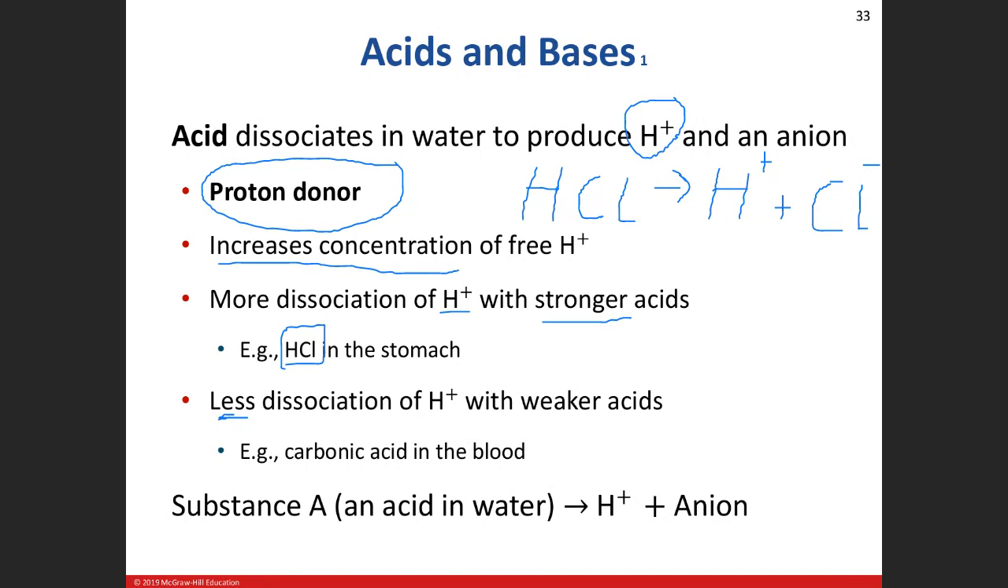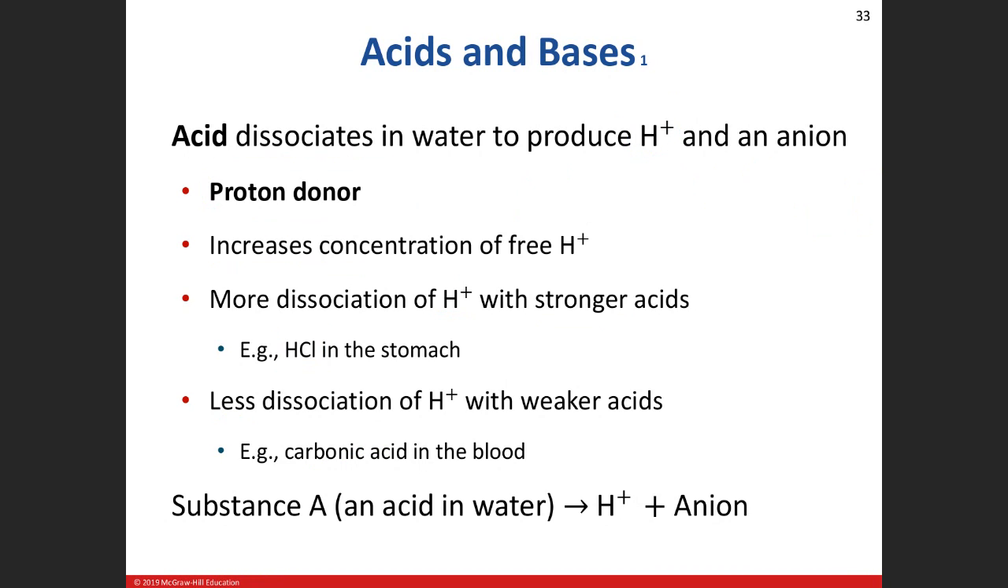Now, carbonic acid is an acid that we see in our blood, and you'll talk more about that in Bio 211. That carbonic acid is a weaker acid. There are certain situations in which we want to have strong acids, and certain situations in which it's more beneficial to have a weak acid. This equation at the bottom is great to show you: when we take substance A, our acid, and dump it into water, it's going to dissociate into that hydrogen ion and that anion, that negatively charged ion.